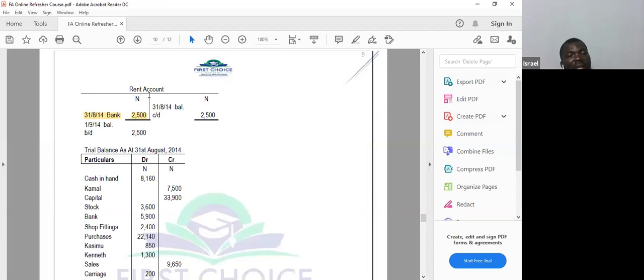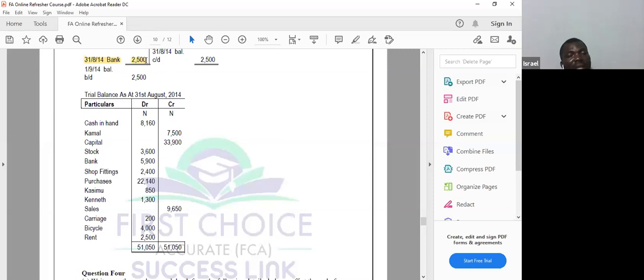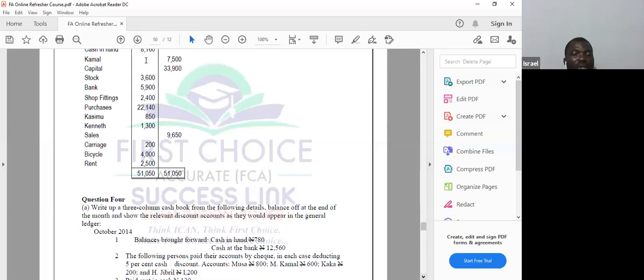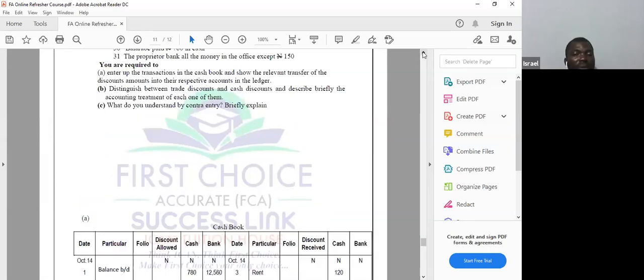After that, we have rent. Rent is what we call the rent account. We have that added to the trial balance. Okay, so that is that. The next one we want to look at, because our time has been spent fast, is question four.